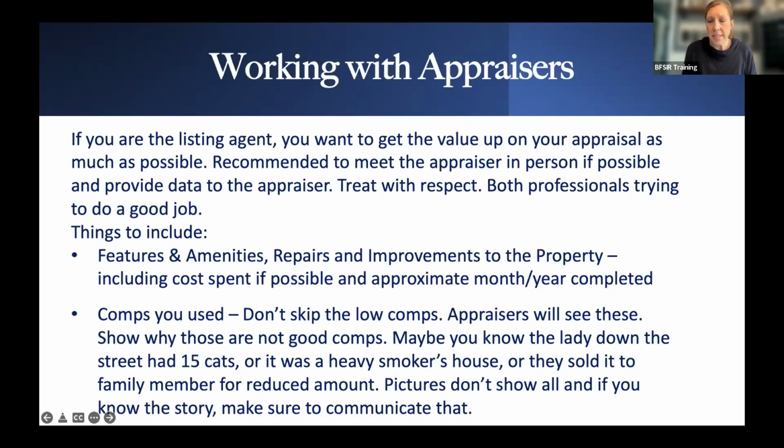But I think one of the best things we can provide to appraisers is a features and amenities sheet, repairs and improvements, which you should be doing on your listings anyway. This is what I always tell my sellers: if you've done things on your home, let's go ahead and list those out, and let's show them. Now, I don't need to know I changed the faucet in 2019.